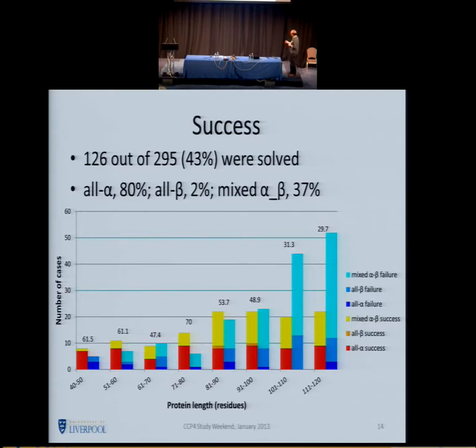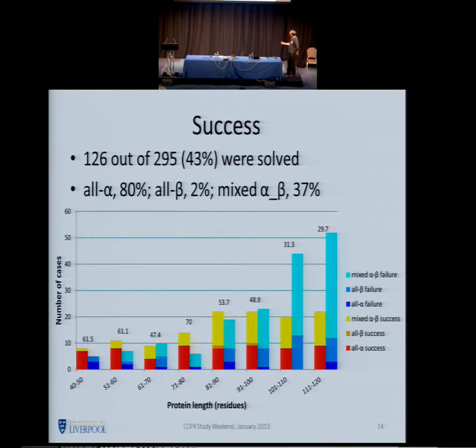This graph shows two of the major characteristics that affect whether a target is likely to fail or succeed, which is the length of the protein and also the secondary structure class. And so we saw a big difference between all alpha proteins, which we were very successful with, about 80%, all beta proteins, which were dreadful, and mixed alpha and beta, which were somewhere in the middle.